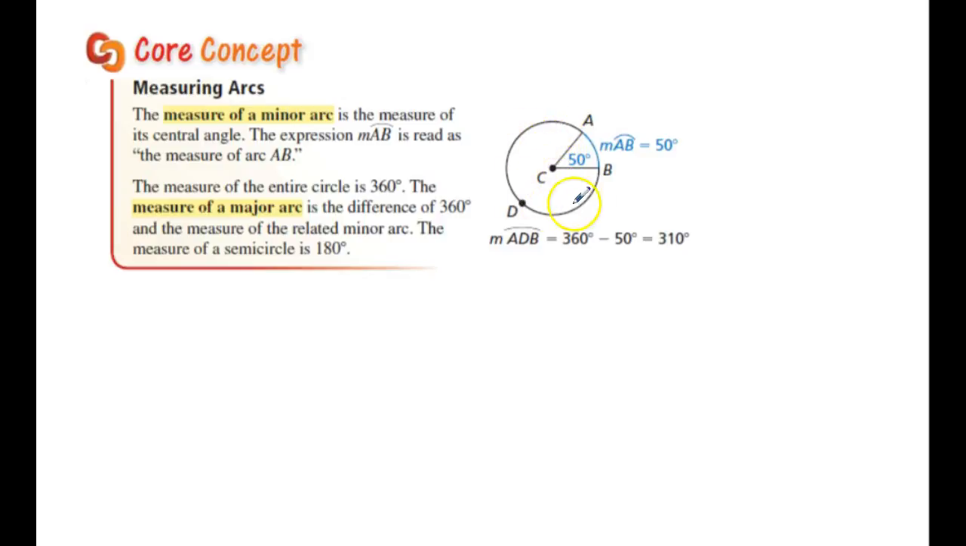Since I also know that the measure of the entire circle is 360 degrees, the measure of my major arc, here arc ADB, is how we would label it, would be 360 minus this 50, so 310. So arc measurements are based on the central angle that we're given. Let's look at some examples.